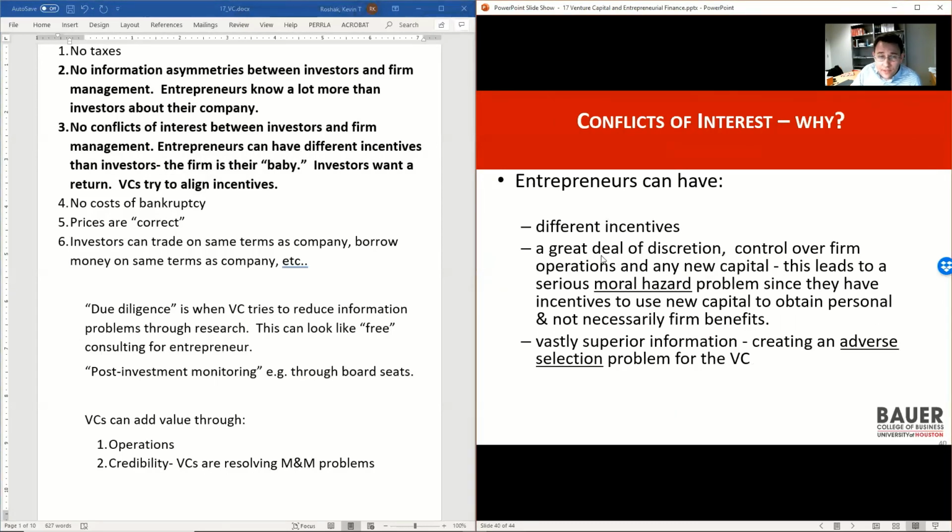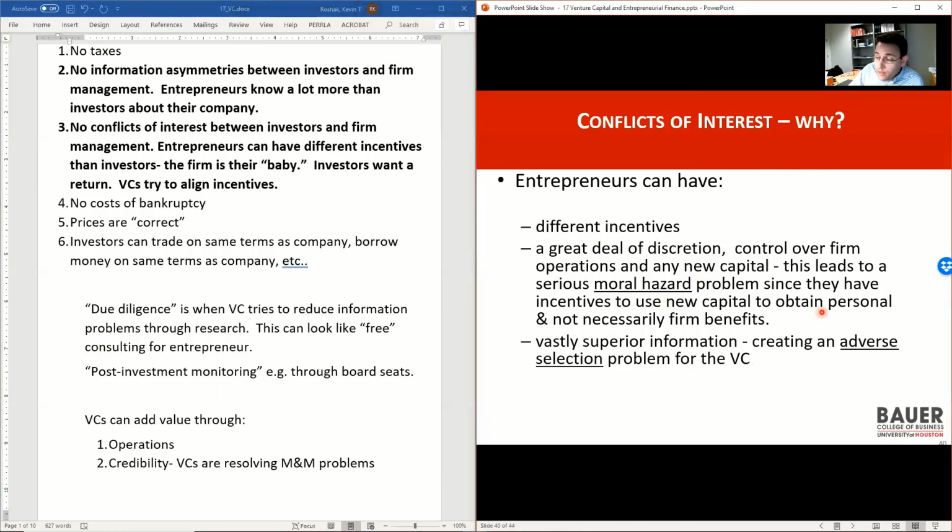Entrepreneurs also have a lot of discretion, right? It's their company. They know everything about it. They also know what their plans are for the company. Maybe they've tried to convey some of that to the investors, but it's not easy to do. We call this moral hazard. So if you have different incentives and you have control over the company, then maybe you're going to do something different than what the investors want.